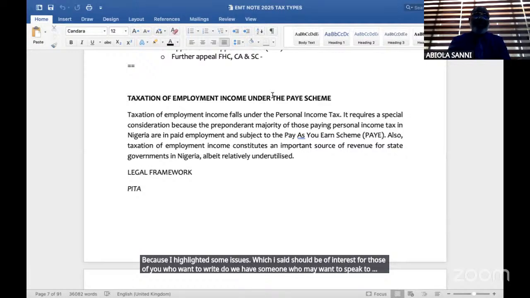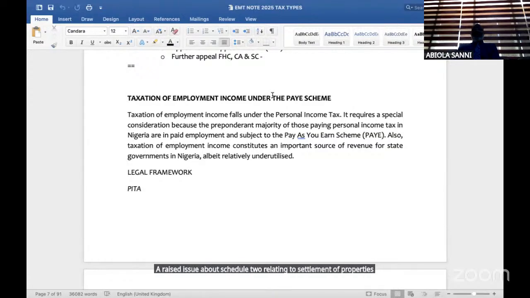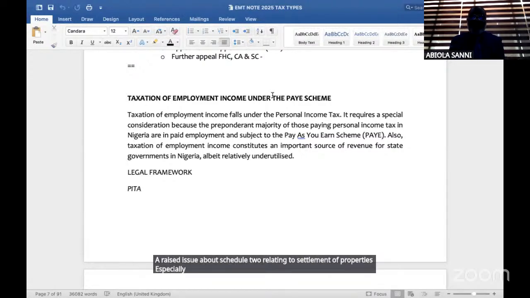For example, when we were talking about residents, I raised the issue of Schedule 1. I raised the issue about Schedule 2 relating to settlement of properties, especially for unmarried children. Issues were raised relating to pension. So would someone like to speak to all those very broadly?